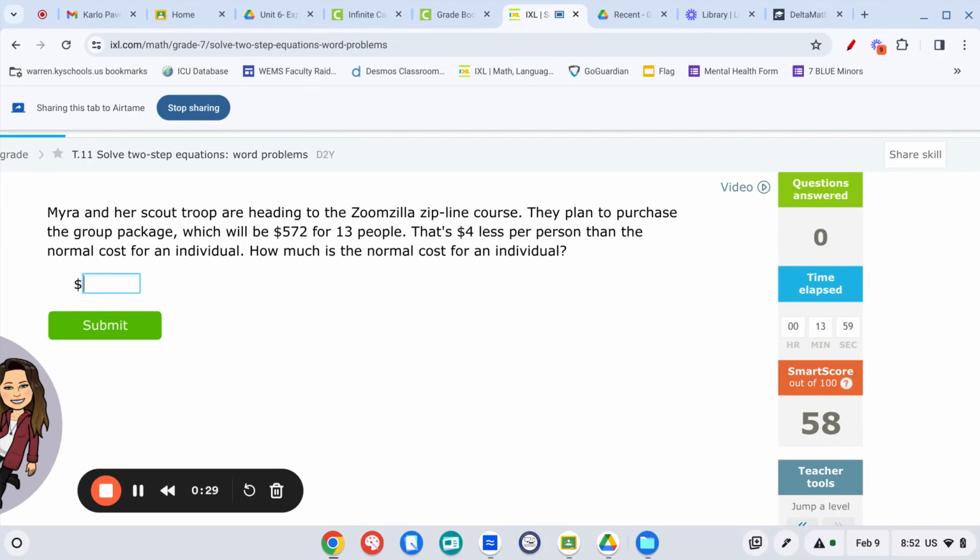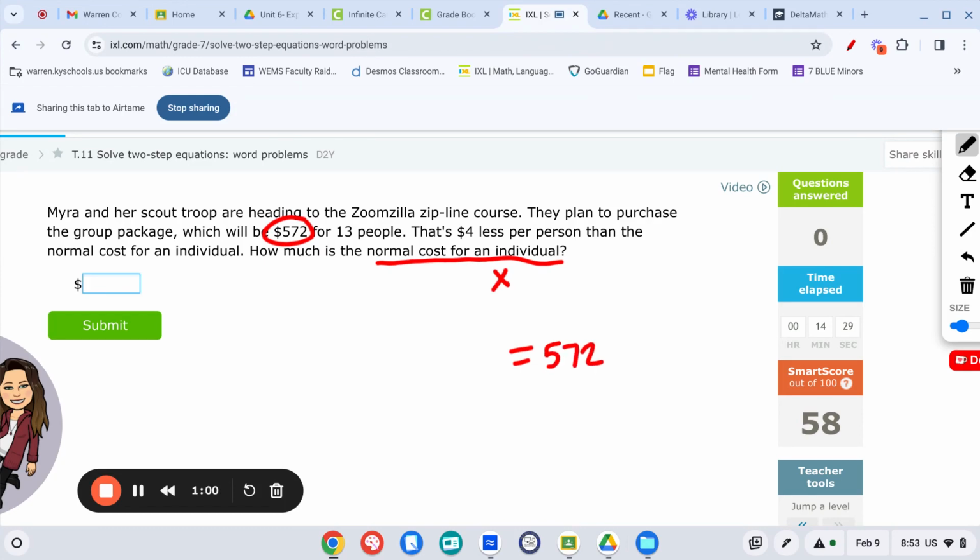We'll try and figure out what it is. It says, Myra and her scout troop are heading to the Zoomzilla zipline course. They plan to purchase the group package, which will be $572 for 13 people. That's $4 less per person than the normal cost for an individual. It says, how much is the normal cost for an individual? So that's what we don't know. That's going to be our x. And then it's usually pretty easy to find your total, what the equation is going to equal. So it equals $572.